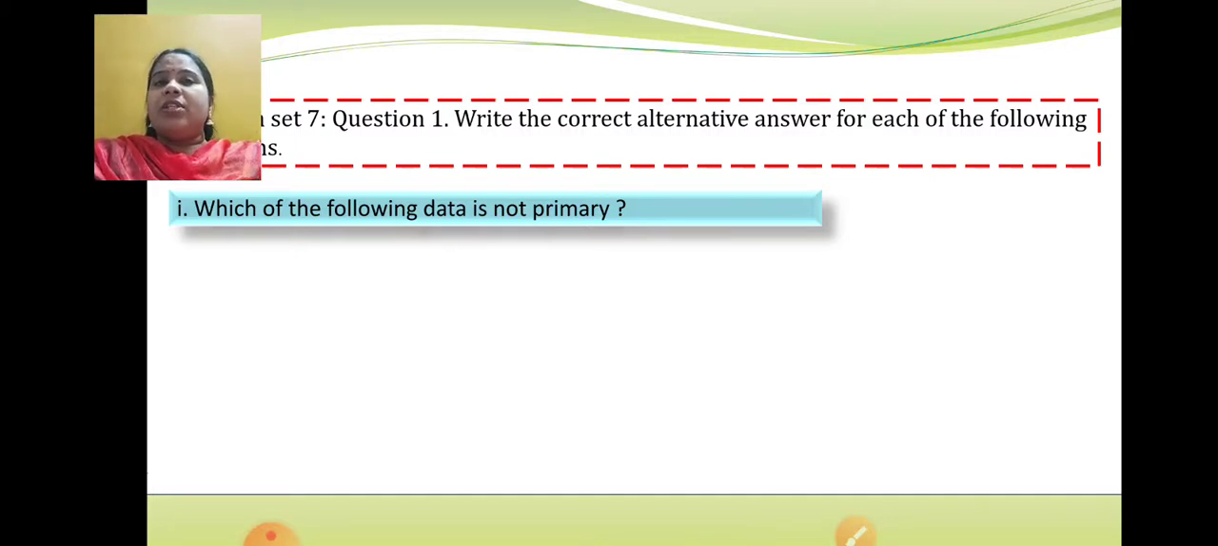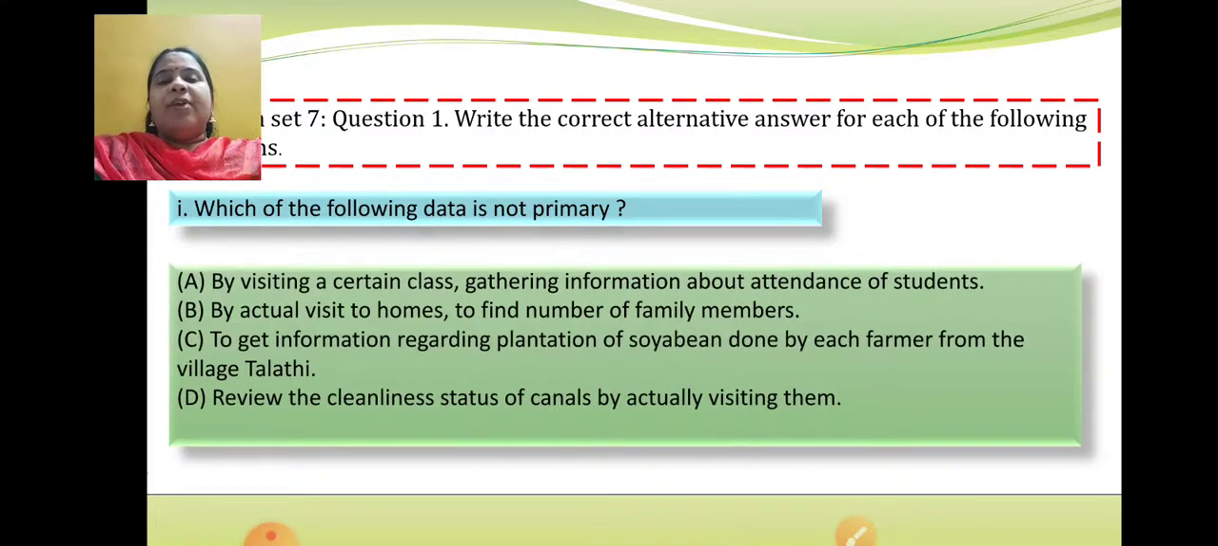Okay, now see what is the question asked here. Which of the following data is not primary? Not primary means we want a secondary data. Okay, let's see the options. The options are: A, by visiting a certain class, gathering information about attendance of students. B is by actual visit to homes to find number of family members. Then C, to get information regarding plantation of soya bean done by each farmer from the village Talati. D, review the cleanliness status of canals by actually visiting them.